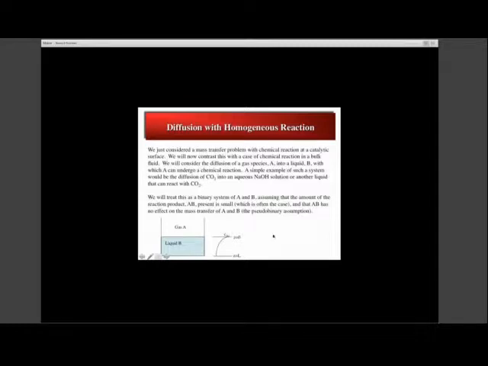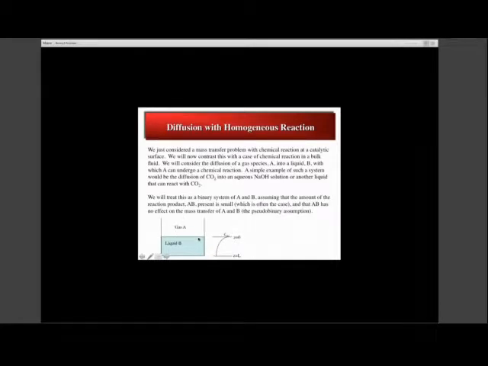Talk about diffusion with homogeneous reaction. And in order to compare it to the last one, where we talked about heterogeneous chemical reaction occurring on the surface of the particle.